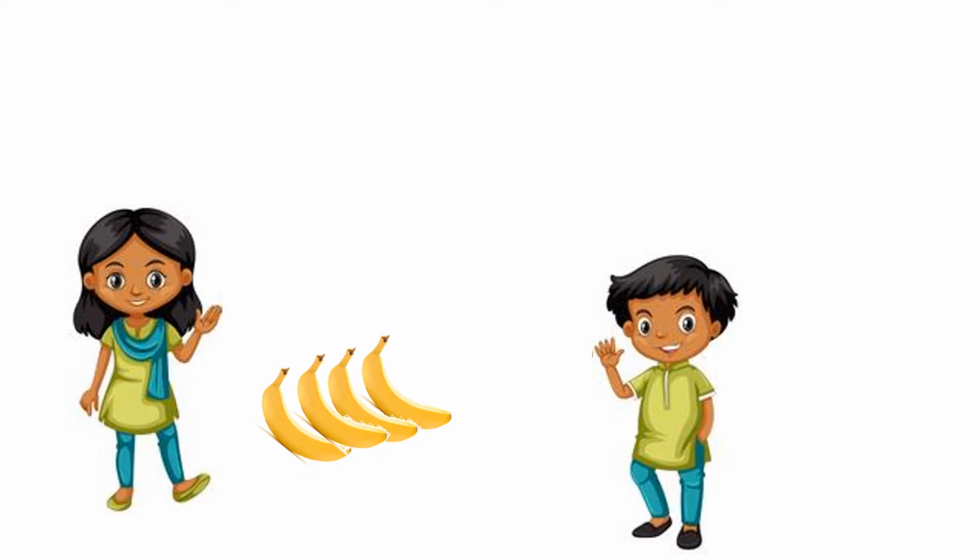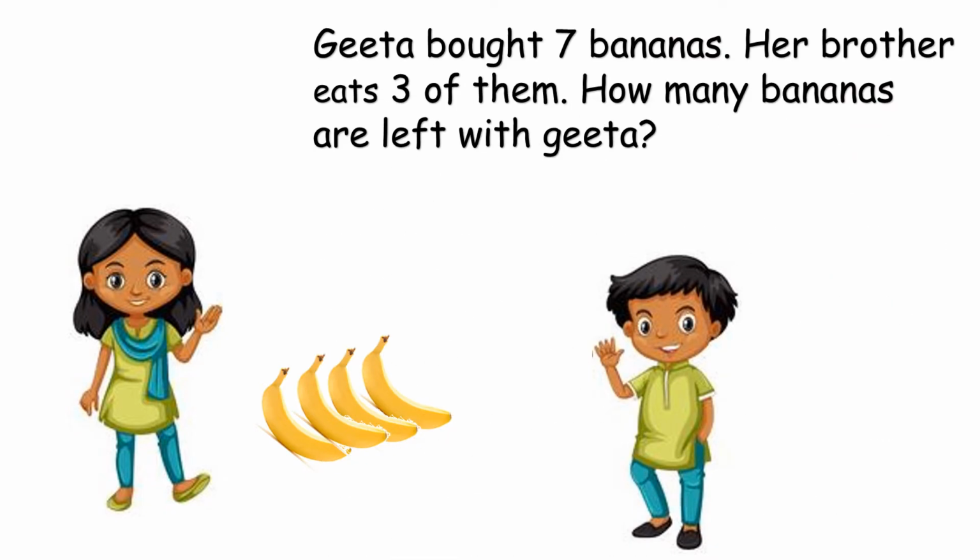Now, if you have to write this situation as a question, we can write it like this. Geeta bought 7 bananas. Her brother eats 3 of them. How many bananas are left with Geeta? Count and tell me, children, how many are left? You're right. There are 4. So we can write it as 7 minus 3 is 4.